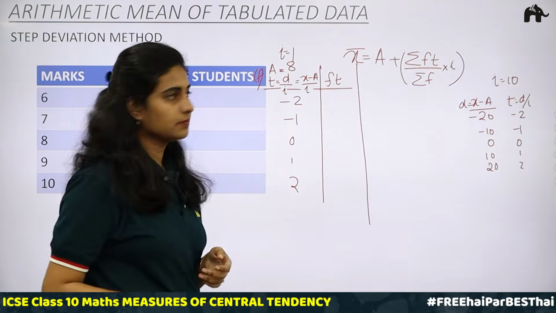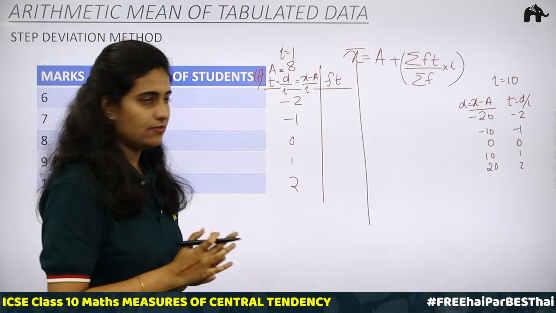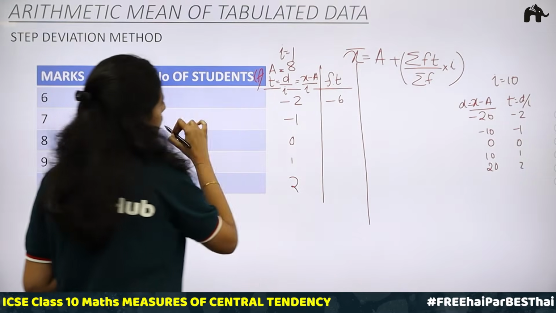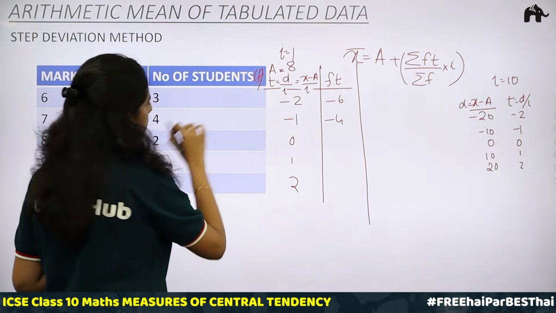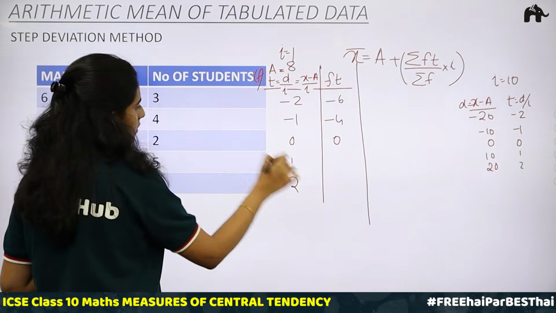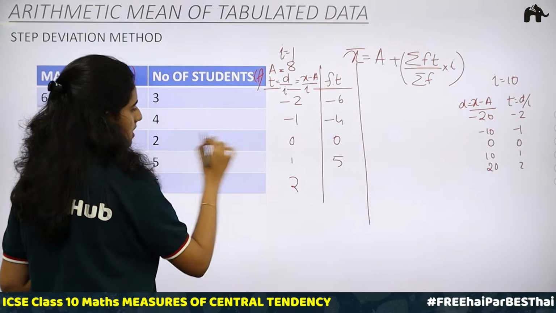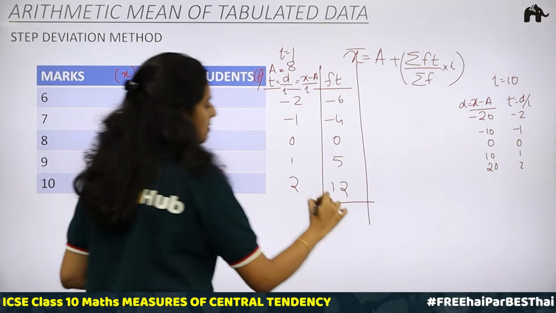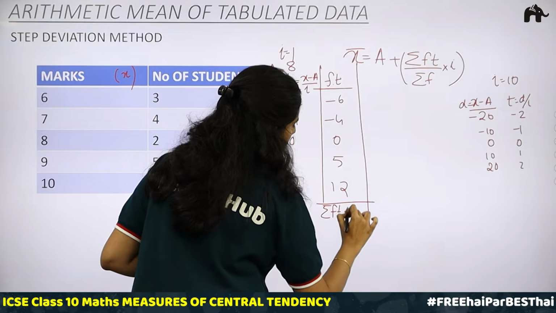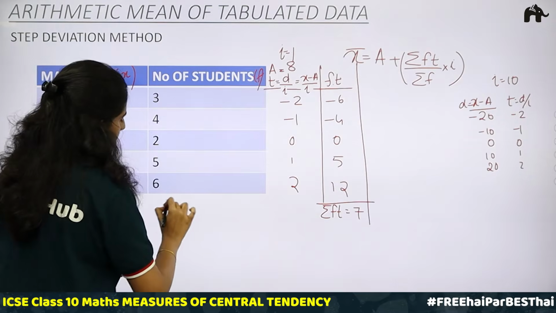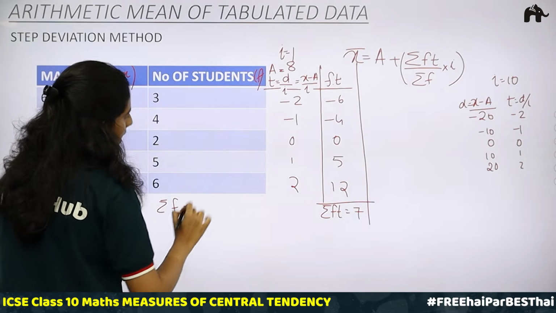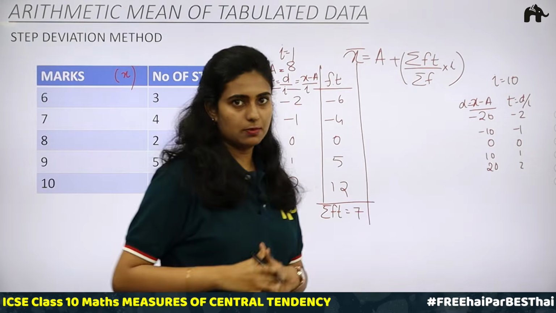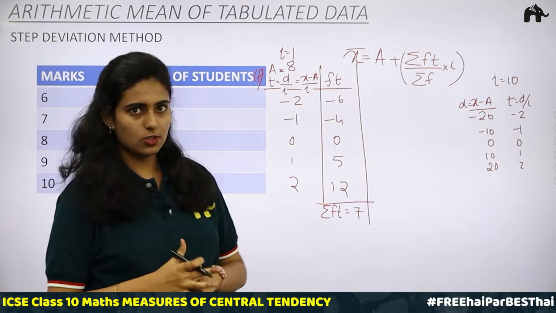Now what to do? To find ft, we have to multiply. 3 into minus 2, minus 6, 4 into minus 1, minus 4, 2 into 0, 0, 5 into 1, 5, 6 into 2, 12. Again, what do we get as the sum? Summation ft is also equal to 7. Here we have summation f, sigma f is equal to 20. The same thing we have got for the shortcut method also, because here I is equal to 1.